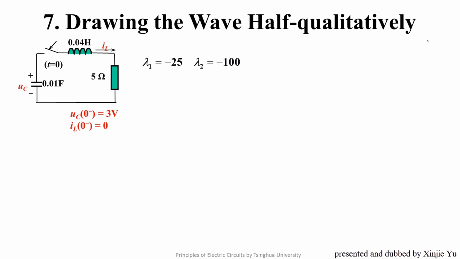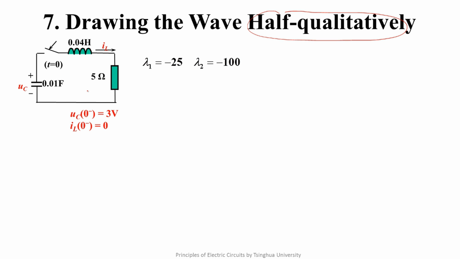As the last part of this lecture, let's discuss a very interesting topic. That is to say, if we know the initial value and the change form of the whole circuit, how can we semi-qualitatively draw the waveform of any branch variable? We give a few examples.